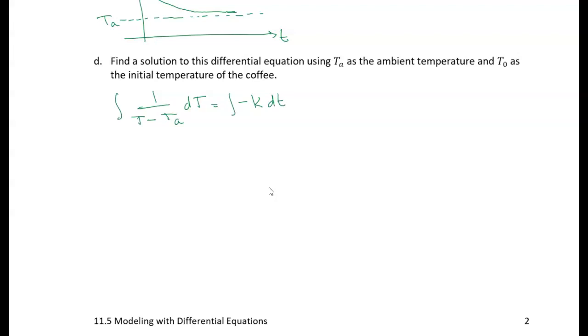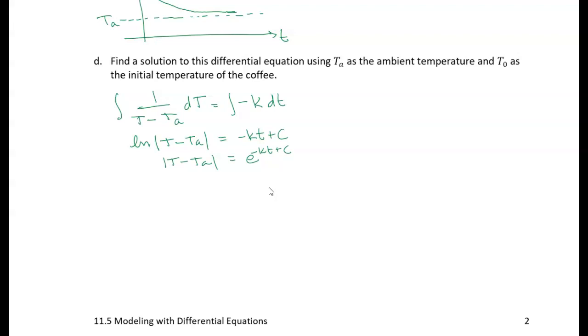All right, well, this is not too bad. So over here I get the natural log of T minus T sub A. T sub A is just a constant, right? It's just our ambient temperature. And on the right-hand side, I'm going to get minus kT plus C. All right, so this looks like something we've done before, right? So we get the absolute value of T minus T sub A is equal to e to the minus kt plus C.